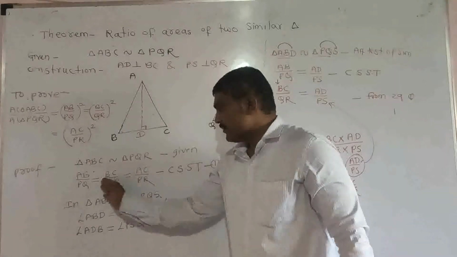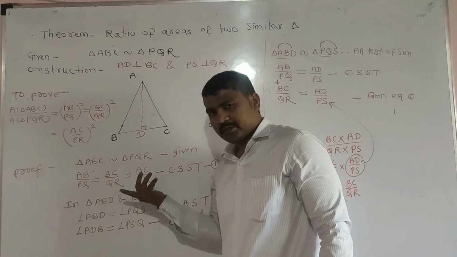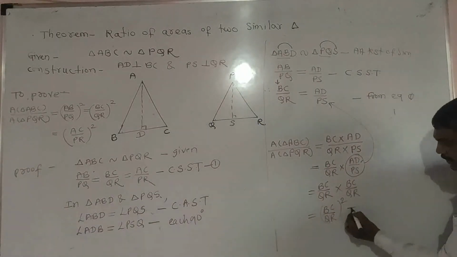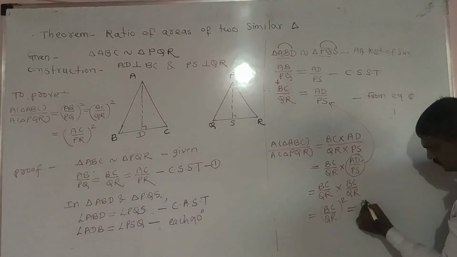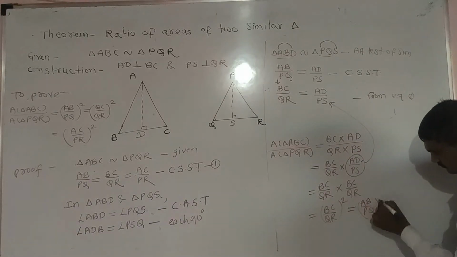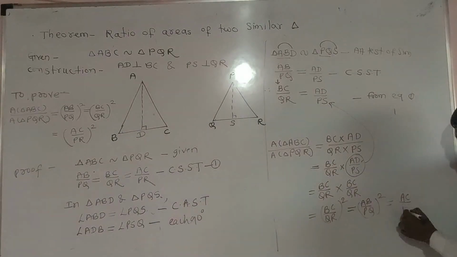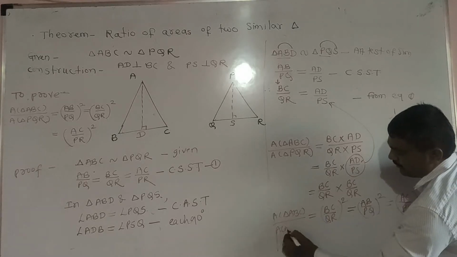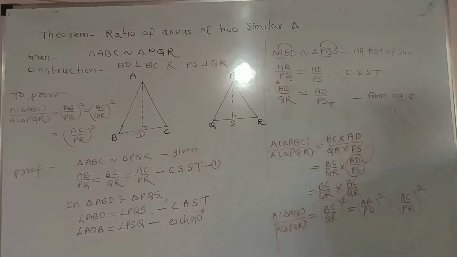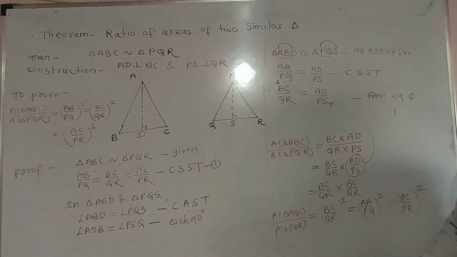BC upon QR, BC upon QR can be replaced by AB upon PQ. It can be replaced by AC upon PR from equation number 1. So we can continue. BC upon QR can be replaced by AB upon PQ. AB upon PQ can also be replaced by AC upon PR, square. And what is the LHS? Area of triangle ABC upon area of triangle PQR. So the theorem is proved. Understood?